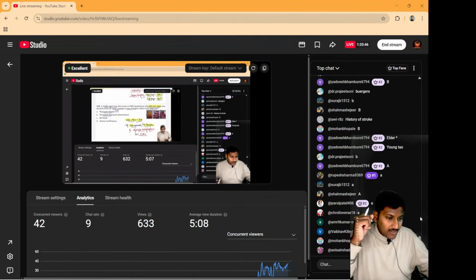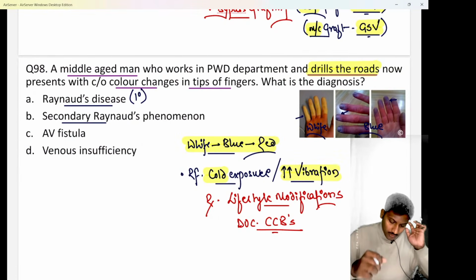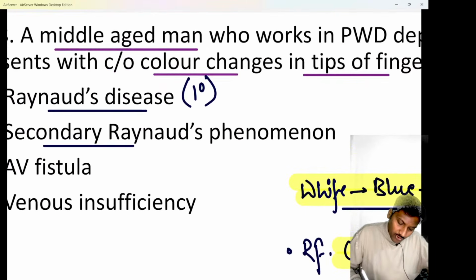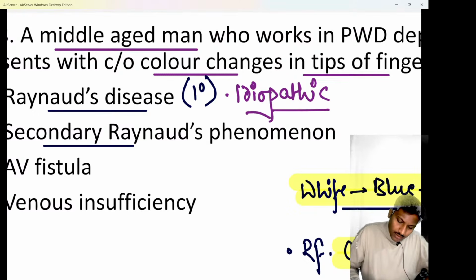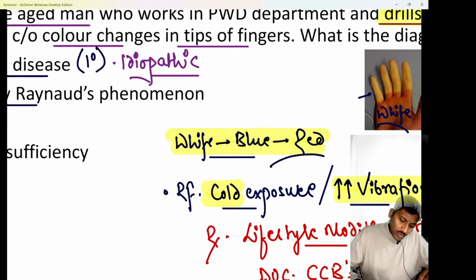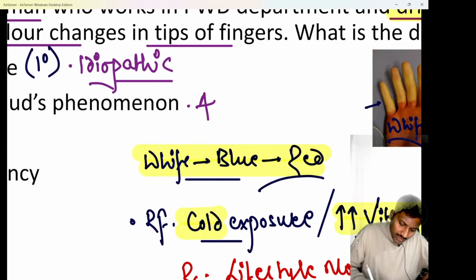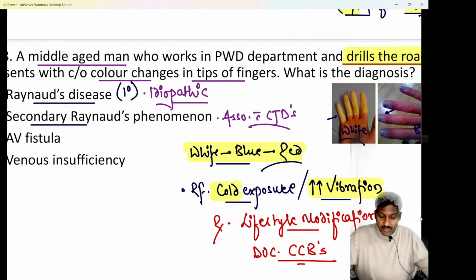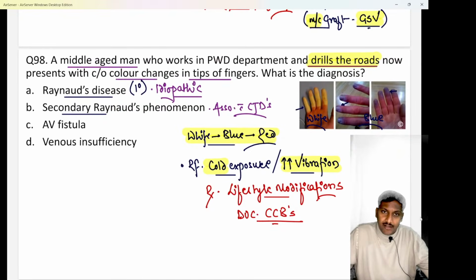Please tell me the answer, what will be the answer for this case? I hope all of you are quite aware. Do remember, primary Raynaud's phenomena or Raynaud's disease is when the cause is unknown or idiopathic. Whereas whenever it is associated with connective tissue disorders like SLE or scleroderma, we call it a secondary Raynaud's phenomenon.